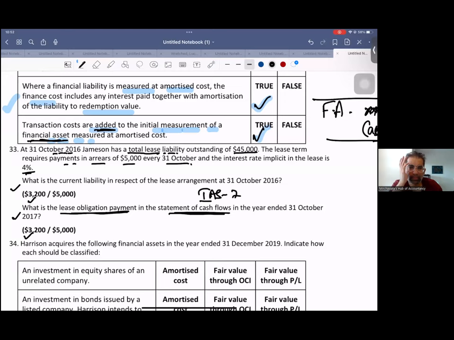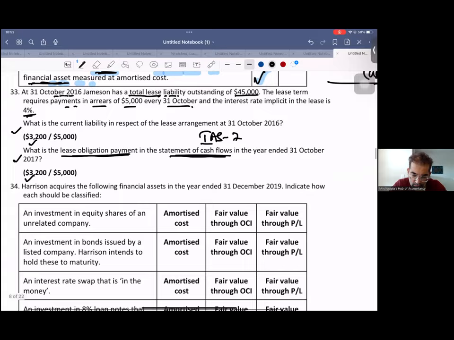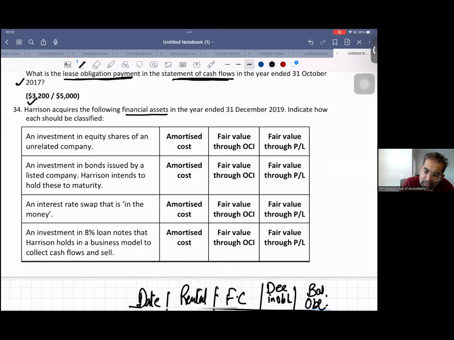Okay, next. Harrison acquires the following financial assets in the year ended 31st December 2019. Indicate how each should be classified. Now, in point number one, there is a little miscommunication. An investment in equity shares of an unrelated company.